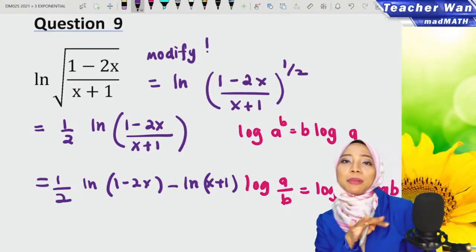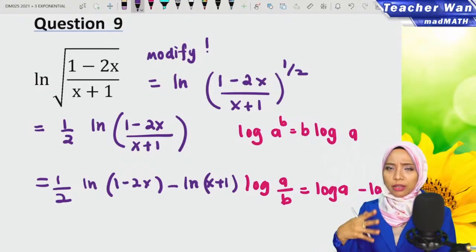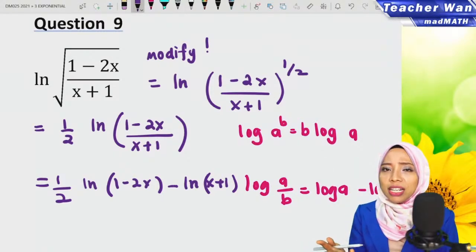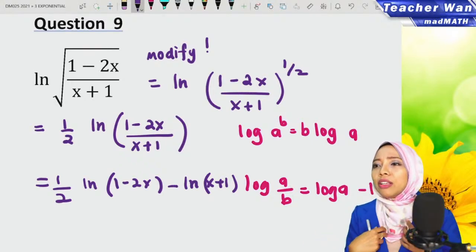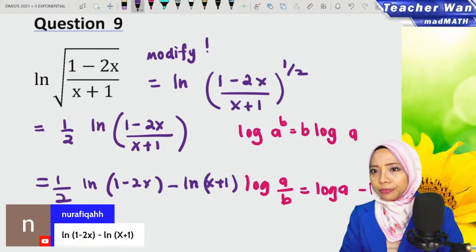See how many steps madam has done already? Nearly 2 or 3 steps. Then only I will start to differentiate. Otherwise I haven't differentiated yet. I just modify the question. Yes. Log properties, Afiqah. Very good. Very good. Okay, Aisyah is also very good.